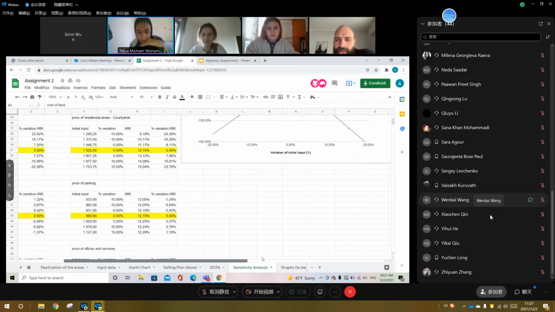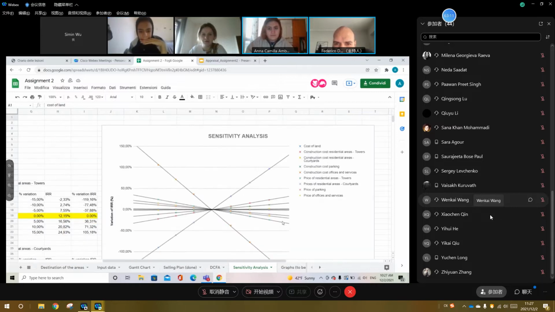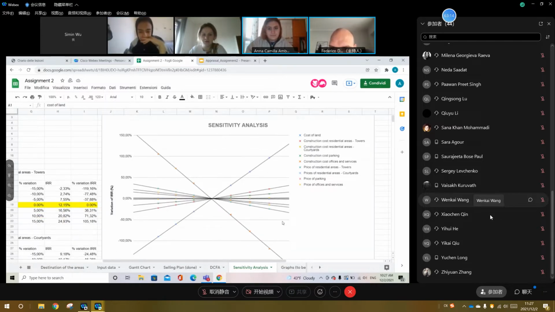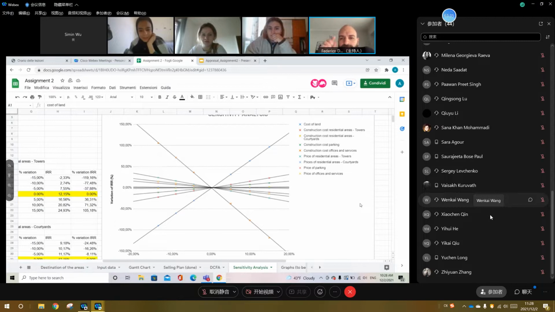Okay, can you show the graph? Yeah. Maybe for this graph you can use a different marker for the different items, like a point for cost of land, since Excel gives the possibility to change the marker for the different lines. It's not very clear.